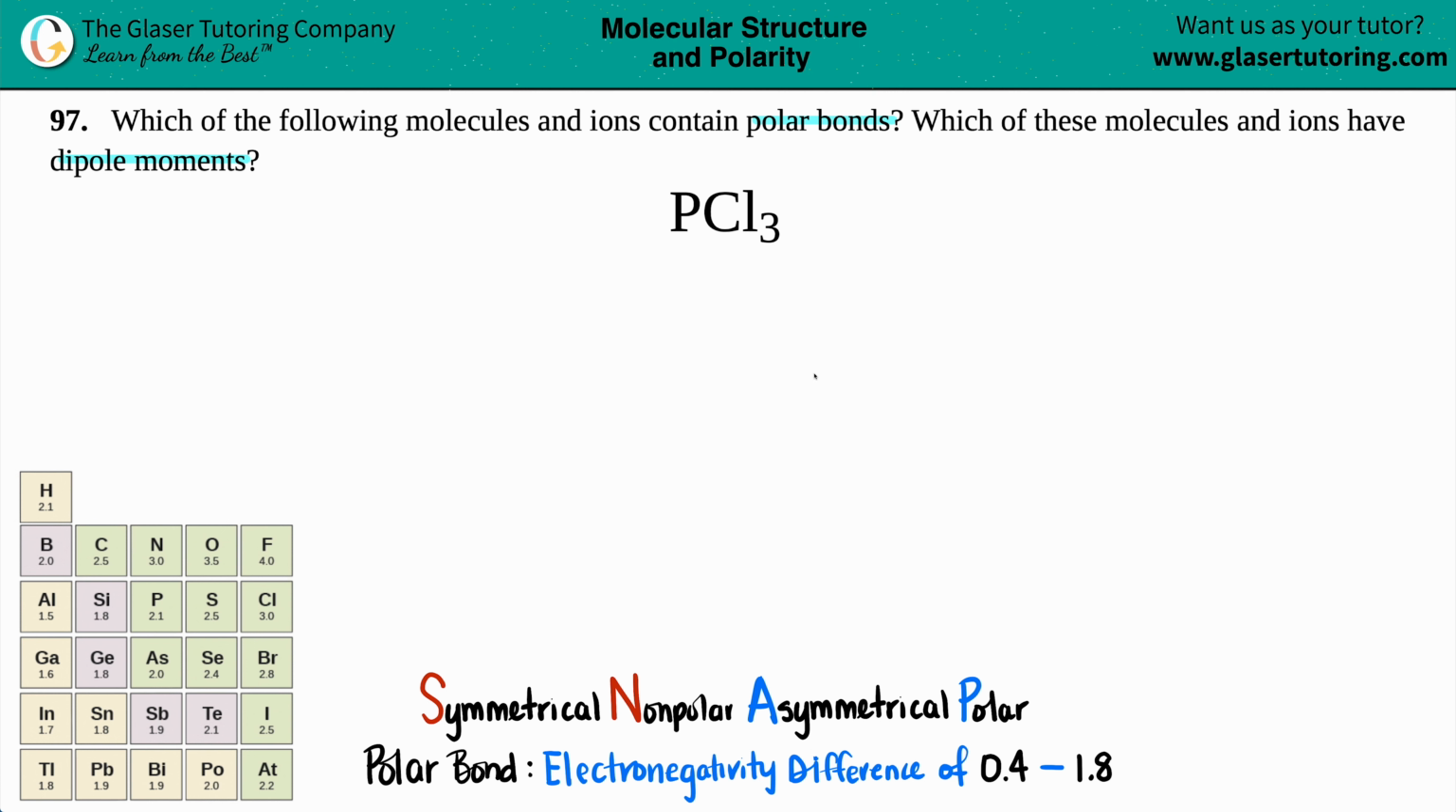But here we go. We have phosphorus in the middle, surrounded by the 3 chlorines. It does not matter where you put the chlorines, just as long as they're around the phosphorus. And for each chlorine to phosphorus, we have a single bond. To get the octet for the chlorines, I need 6 electrons around each one. And then for the phosphorus, I do need 1 lone pair to get that octet as well.